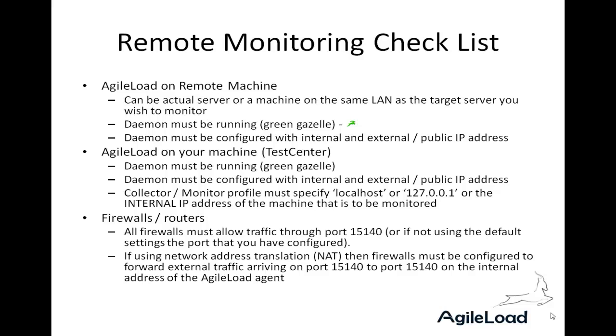And the firewalls and routers must all be configured to allow traffic through 15140 unless you change the default to another port, for example 15141, therefore use that port. If you're using network address translation, which in most cases you will be, then the firewalls must be configured to forward external traffic arriving on port 15140 to port 15140 on the internal address, i.e. the internal address of the AgileLoad agent, the machine where AgileLoad is running.